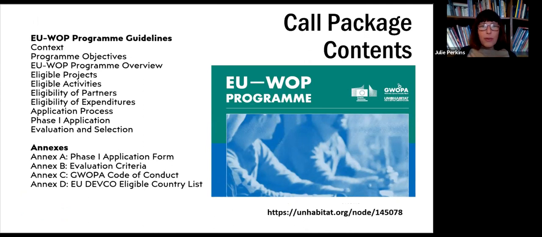This is what the call package looks like. It's available in English, French, and Spanish. And this is where you can find it. The address is under the image there. You can also go to the GWOPA website, EU-WOPs, and it'll link you to the call documents. But if you don't have them, please open them up now and put them in front of you and use them as a reference. This is the content of the guidelines that we presented, and this is what I'll be going through reasonably quickly today.